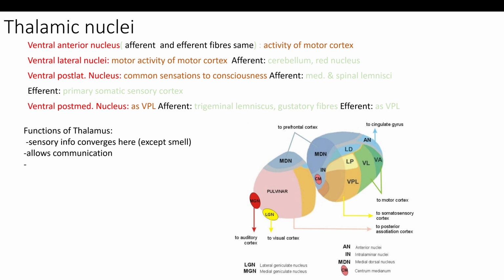Then the general functions of the thalamus. It relays and processes sensory and motor information going to the cerebral cortex, where almost all of the sensory information converges on the thalamus, except that of smell. It allows different areas of cortex to communicate with one another, especially with information to the association areas of cortex, and sets an idle for the cerebral cortex, ensuring that all areas of cortex receive continuous input.